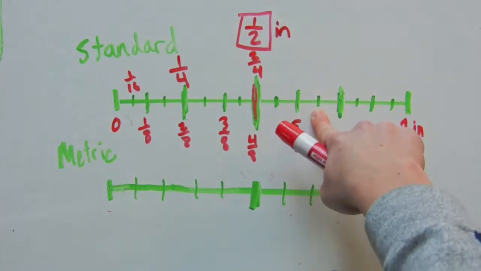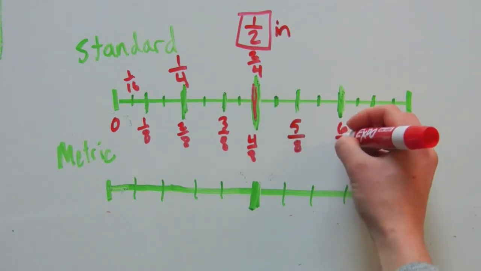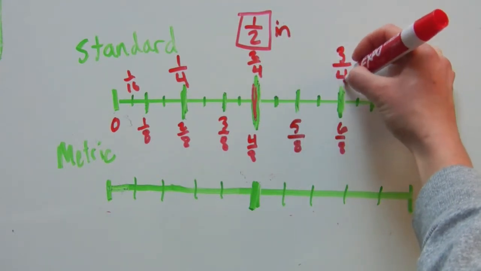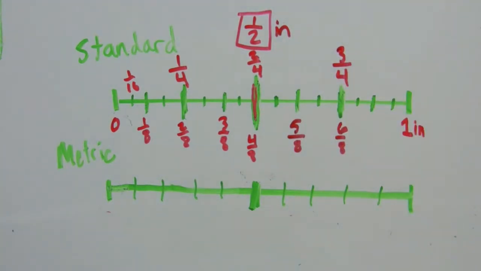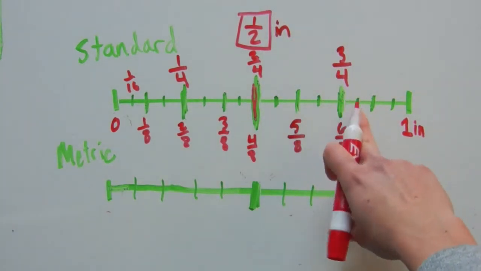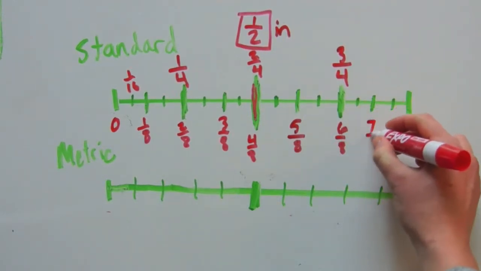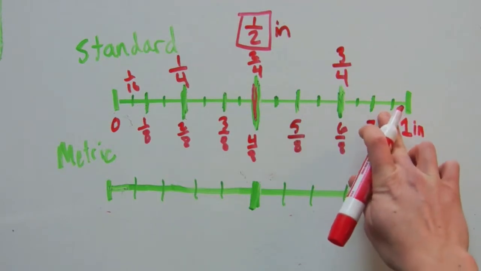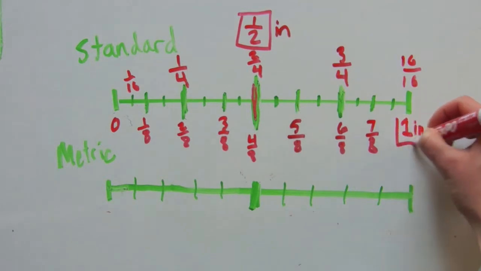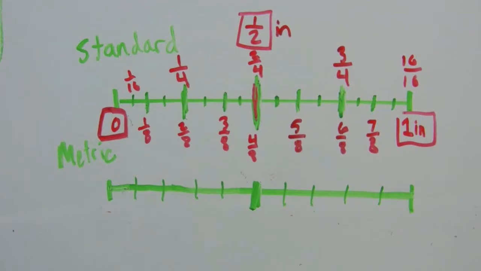10, 11/16 of an inch, 12/16 of an inch, which is 6/8, which is also 3/4. So 12/16 of an inch, 13/16, 14/16, which is 7/8, 15/16, and 16/16, which is, as we know it, to be 1 inch. Each inch on a ruler is broken up into that.